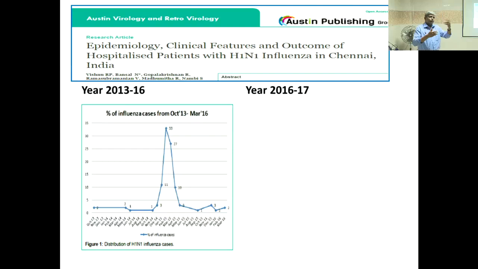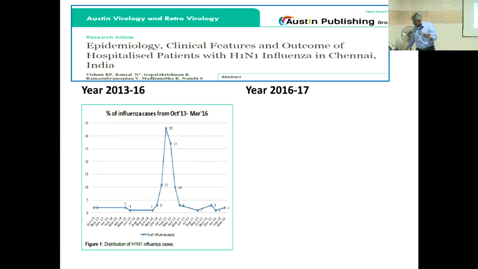And with respect to the utility of this test, prior to 2016, all we had in our hospital was only H1N1 PCR, starting from the year 2009. Prior to that, we do not have any data on influenza at all in India. But influenza has been there for time immemorial. But 2009 was the first major pandemic of influenza. All we had in our hospital was only influenza.